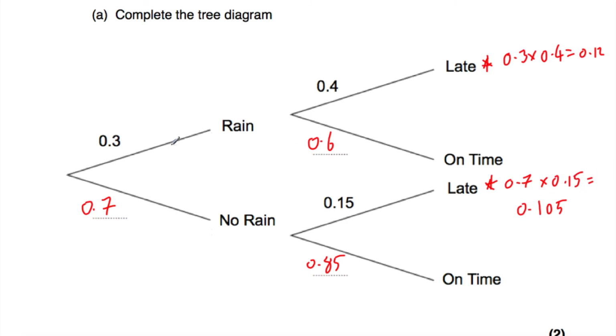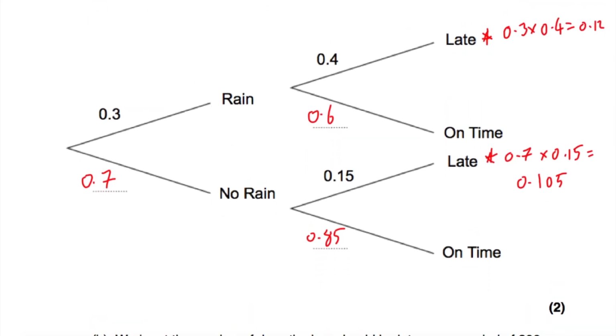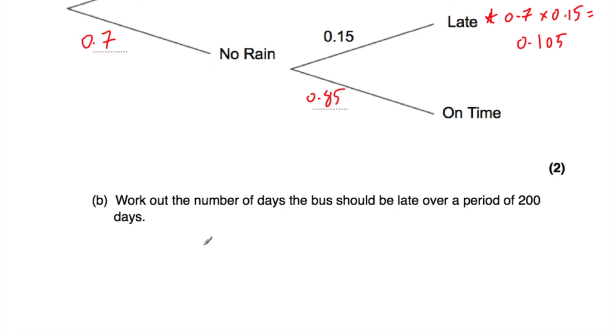Okay, so we found the probability of it being rainy and late, and there being no rain and the bus being late. If we add these two options together, the probability of rain and late and not rain and late, that'll tell us the probability of the bus being late in general. So let's do 0.12 plus 0.105, which is equal to 0.225. So that means the probability of the bus being late is 0.225.